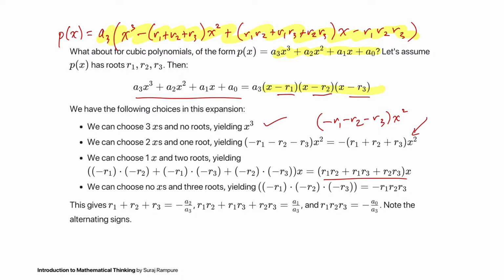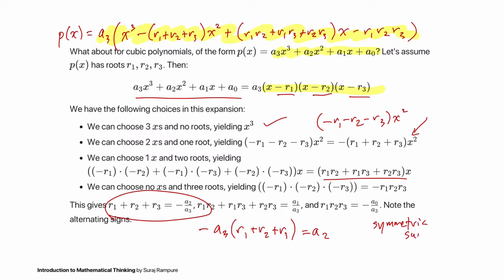And so doing so, I will see things like negative a3 times r1 plus r2 plus r3 is equal to a2, giving me this result. And I do that for all of the other coefficients. So I find that, for example, r1 r2 plus r1 r3 plus r2 r3 is equal to a1 over a3. And I also have what the product of the roots is. Is that clear? So for each of these things that we call symmetric sums, okay?